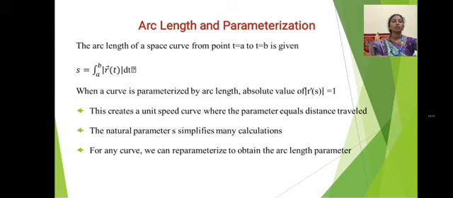Next one is arc length. What is the arc length? The arc length of a space curve from a point A to B is given by s = integral from A to B of modulus r'(t) dt. When a curve is parameterized by arc length, the absolute value of r'(s) is equal to 1.